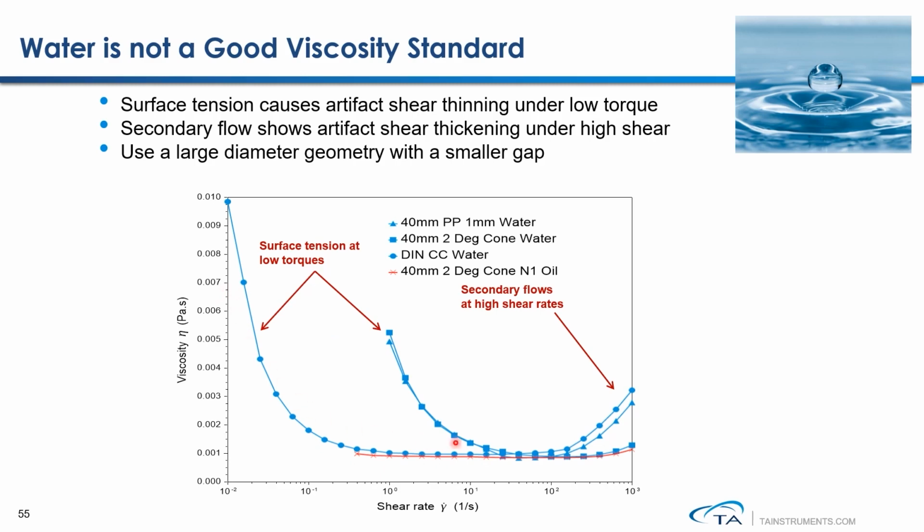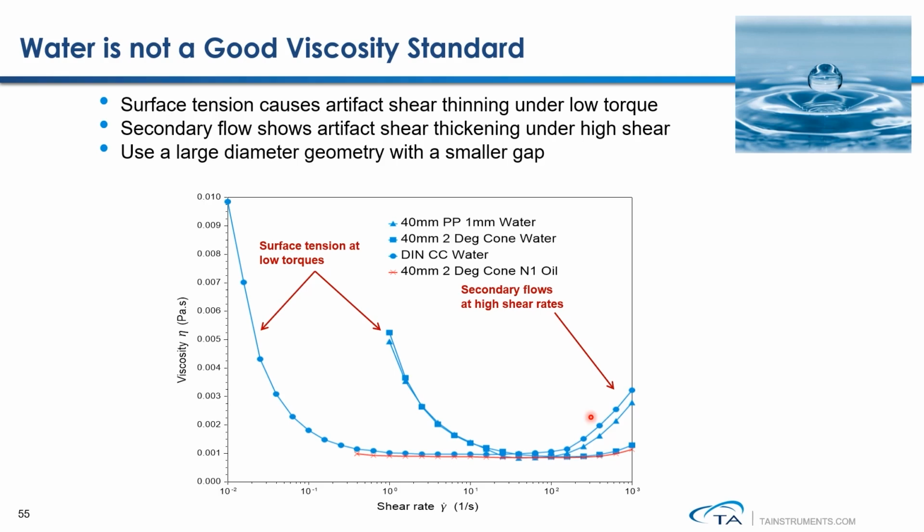So then what happens under high shear conditions? When the shear rate is greater than 200, turbulence occurred. When turbulence occurs under high shear conditions, the measured viscosity will show a higher value. That makes water look like shear thickening.